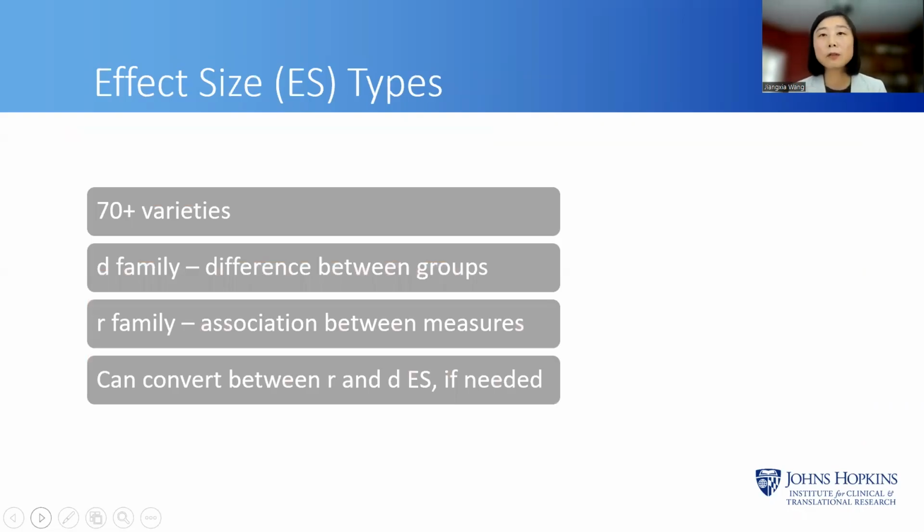This actually is a very confusing term because we use it quite often without knowing that there are so many varieties of effect sizes. Just based on a rough estimate, there are probably more than 70 varieties of effect sizes. But just to summarize the two families of effect size, one is called the D family, which is the difference between groups. And then there's the R family, which is the association between measures. If needed, we can convert between these R family and D family effect sizes.